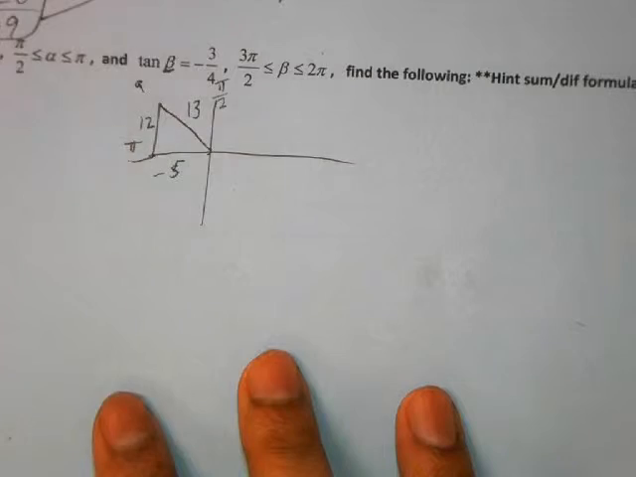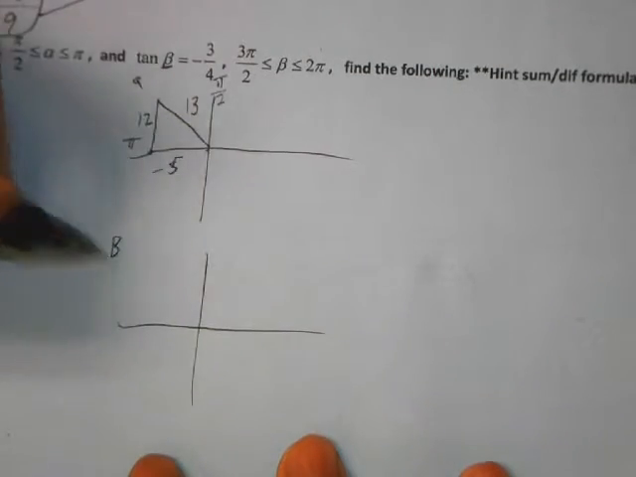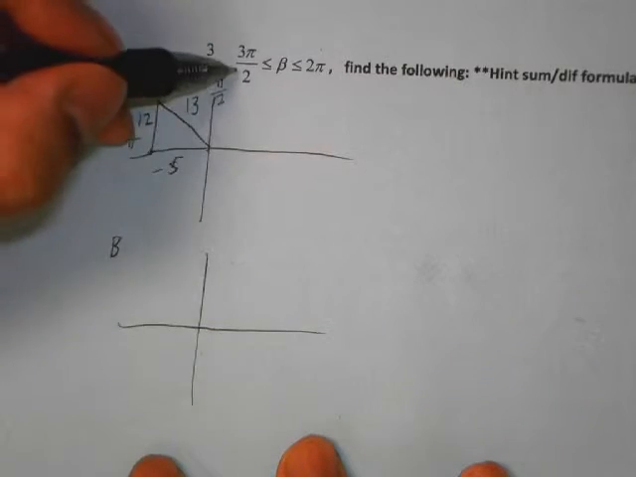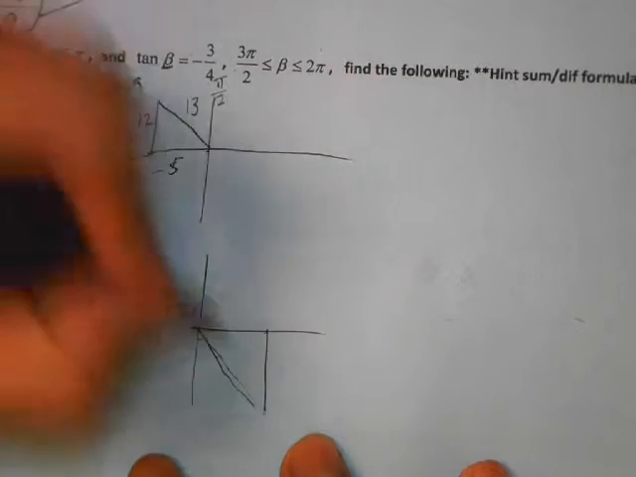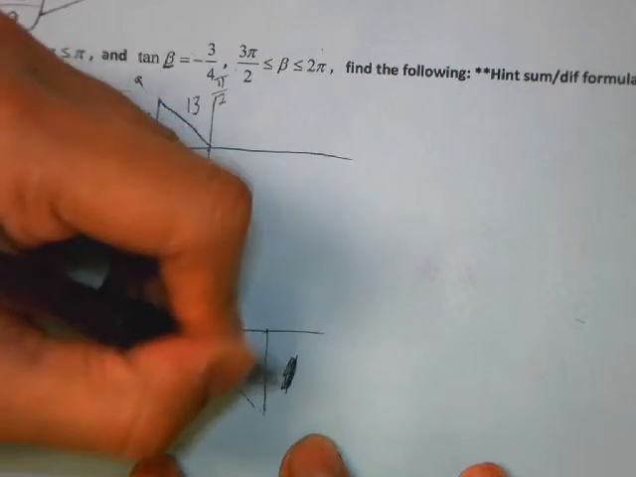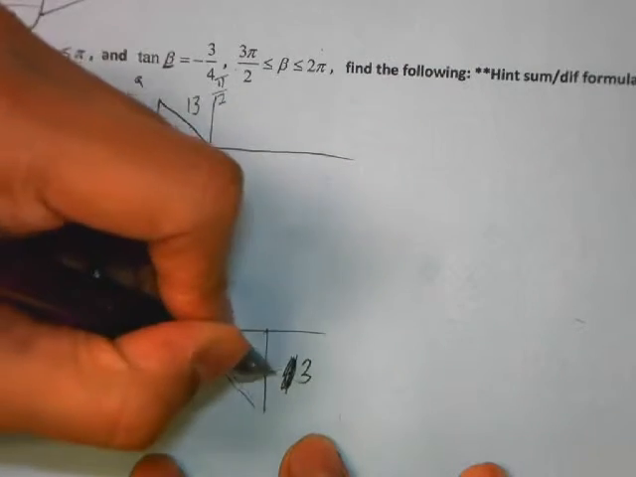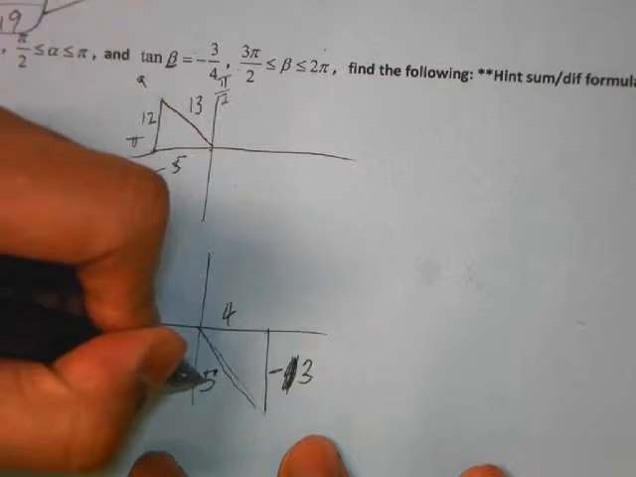Okay, and if we draw triangle B, we've got in quadrant 4, tangent is negative 3 and 4 here, y over x. So if I solve this, I'm going to get 5.